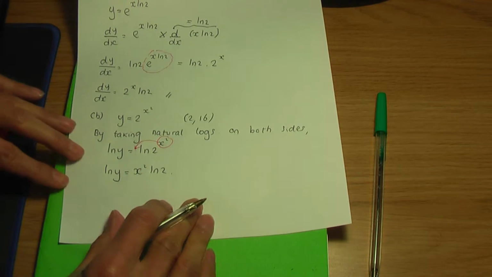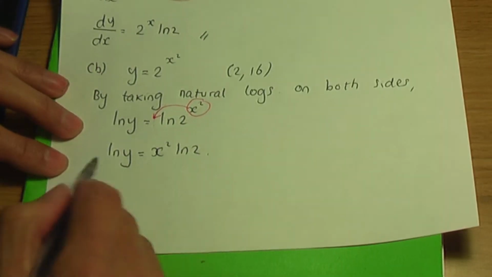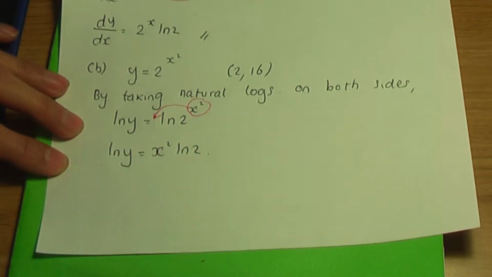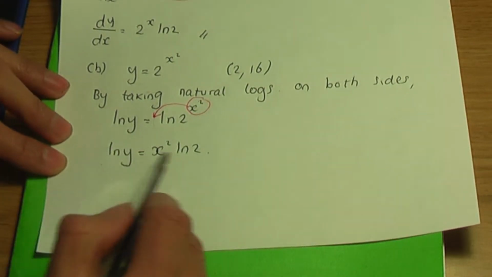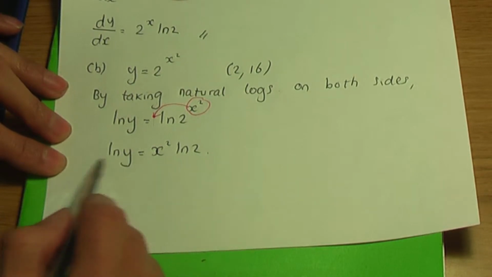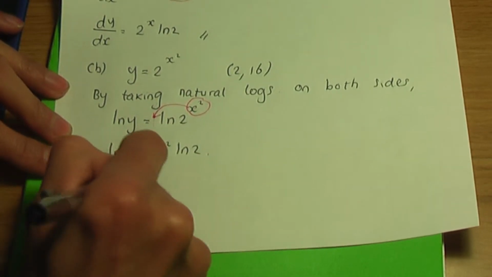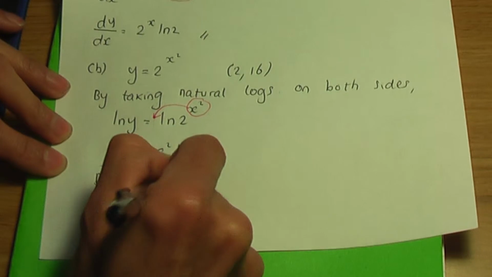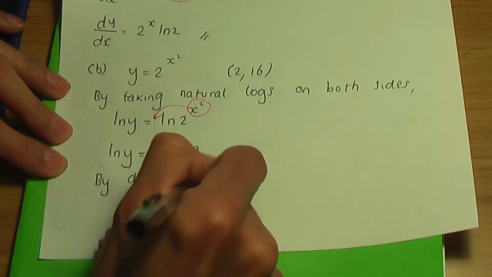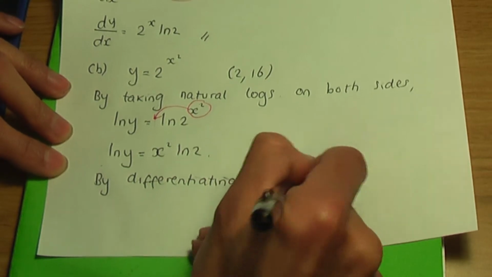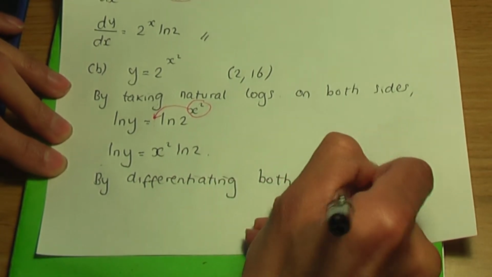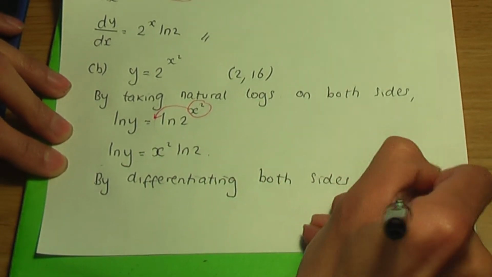Now from here on, remember we need dy over dx, so that is the goal. We need the gradient function for us to work out this gradient at the point (2, 16). So to work out dy over dx, let's differentiate both sides with respect to x.